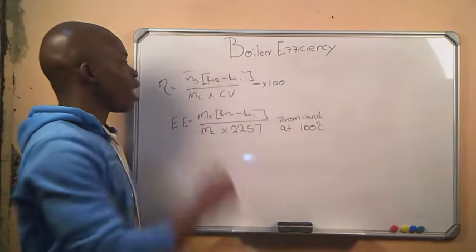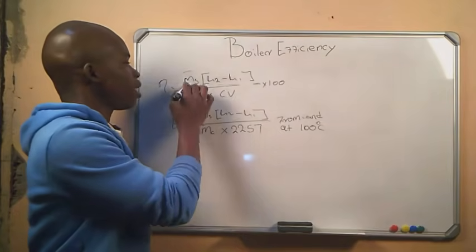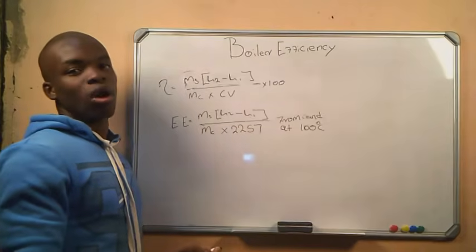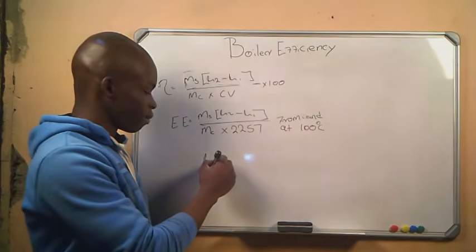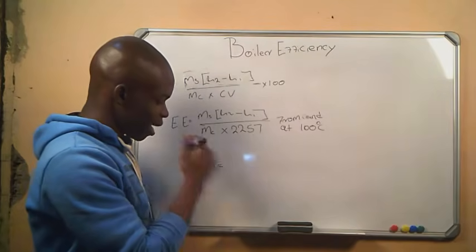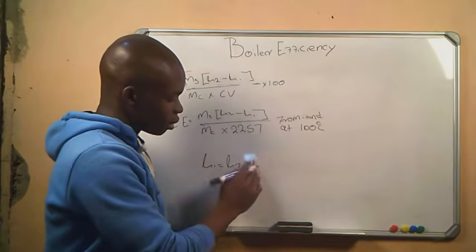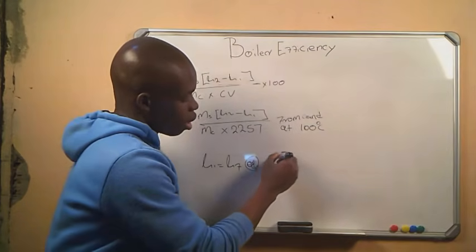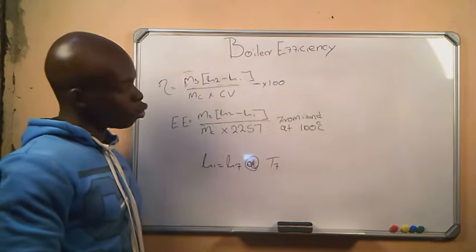So MS is the mass of the steam, and then we have H2. H2 is the enthalpy of the steam that will be formed. H1 is equal to HF at TF, which is the temperature of the feed water.